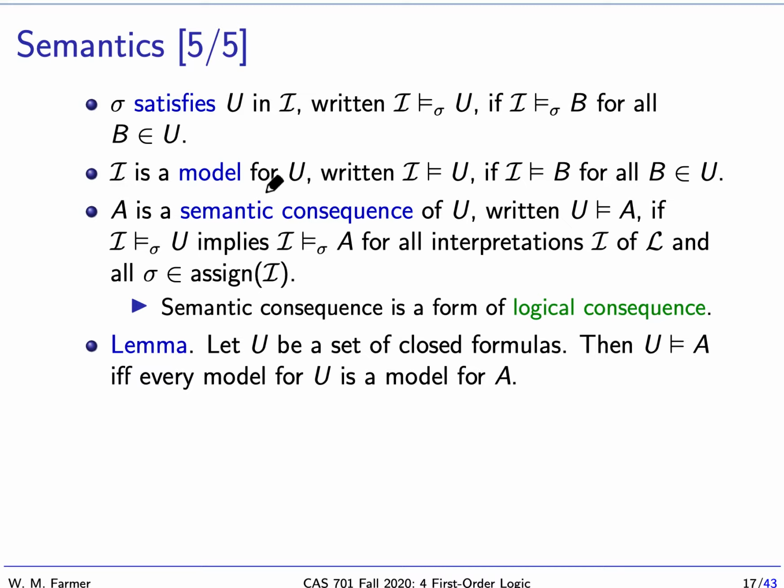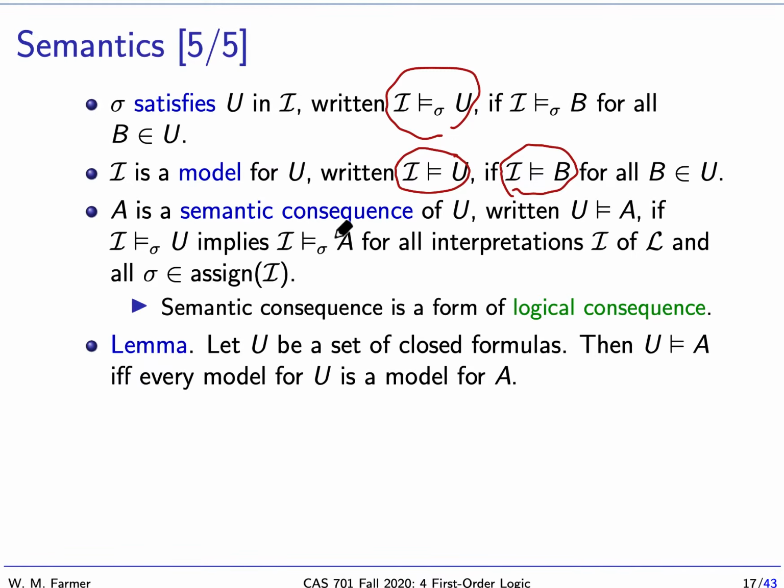Okay, so now let's talk a bit about sets of formulas. Sigma satisfies a set of formulas U in I, which we write like this, if sigma satisfies B in I for all B in this set U. And we will say I is a model for U, which we write like this, if I is a model for B for all B in U. This leads to one of the most important definitions in first-order logic, the definition of a semantic consequence.